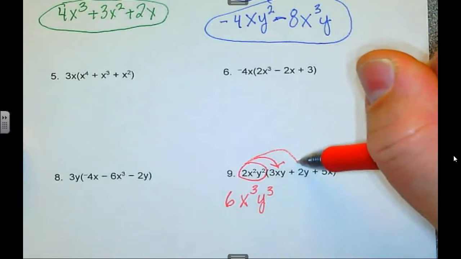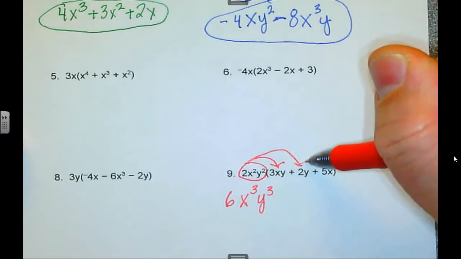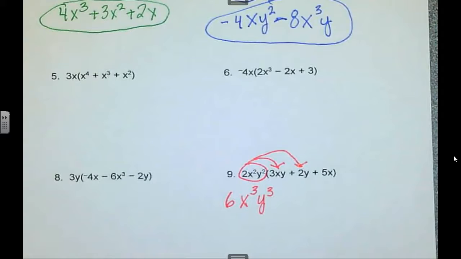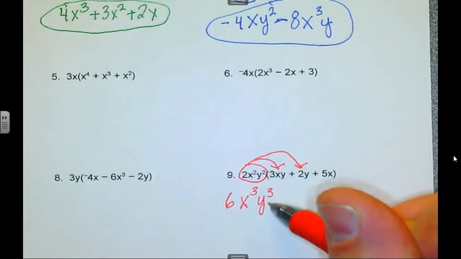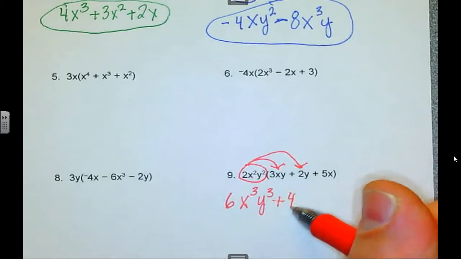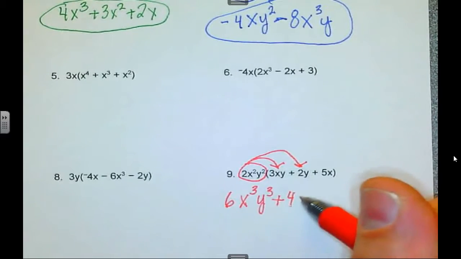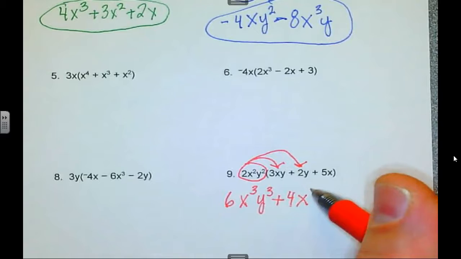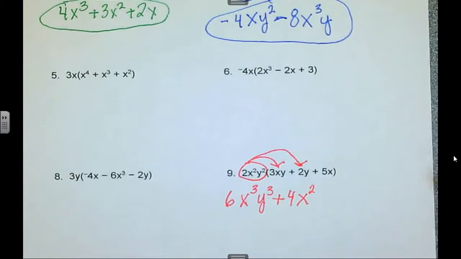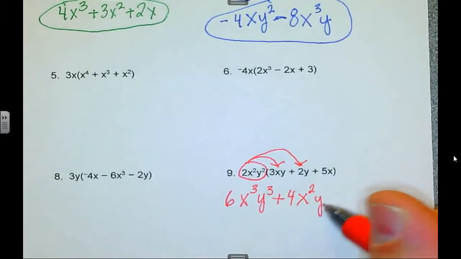Okay, 2x squared y squared times 2y. Yep, positive 2 times positive 2 is positive 4. Was it? How many x's? And y's? Good.